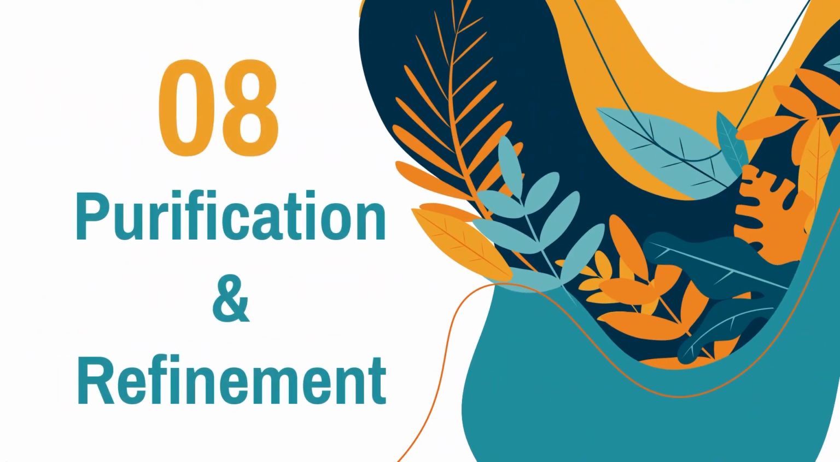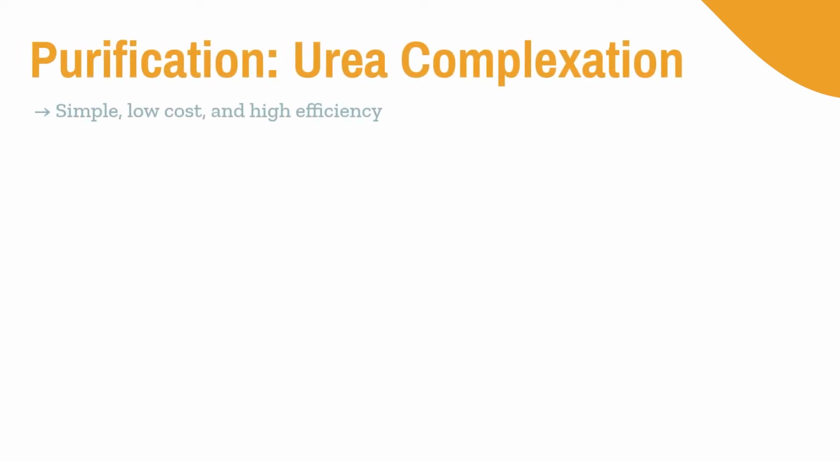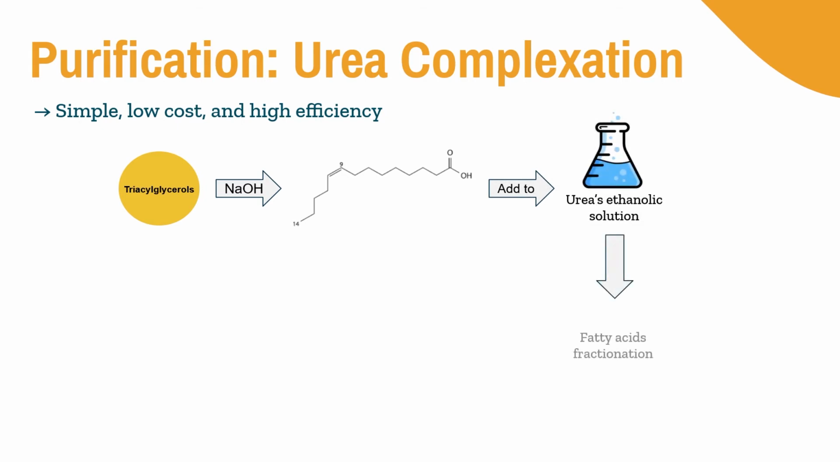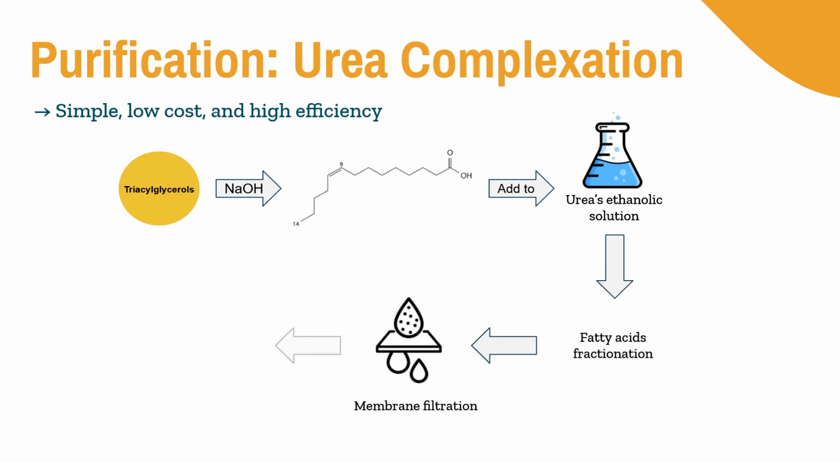Moving on to purification and refinement. In purification, urea complexation is the method of preference as it is simple, low cost, and has high efficiency. The process starts with converting 3-acetylglycerol into fatty acids. The free fatty acids are then mixed with an ethanolic solution of urea, which promotes an efficient separation of free fatty acid fractionation. Next, membrane filtration is done to acquire the final product.